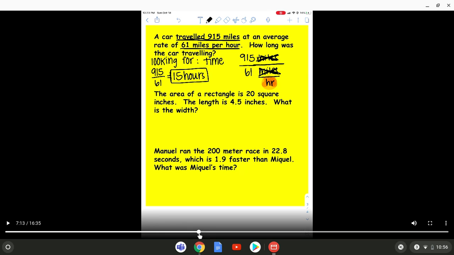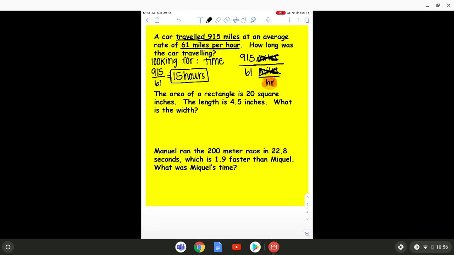Okay, and we're going to come down to the area of a rectangle. So the area of a rectangle is 20 square inches, and the length is 4.5 inches. What is the width? So that's asking you. So the first thing we need to be thinking of is our formula for the area of a rectangle, which is area equals length times width.